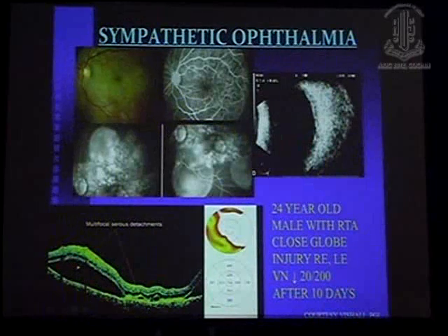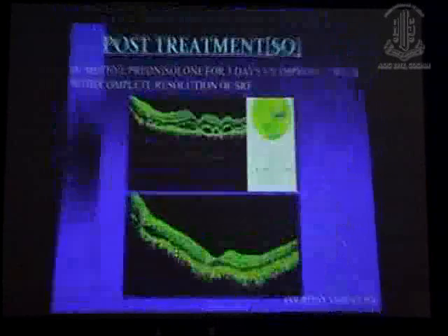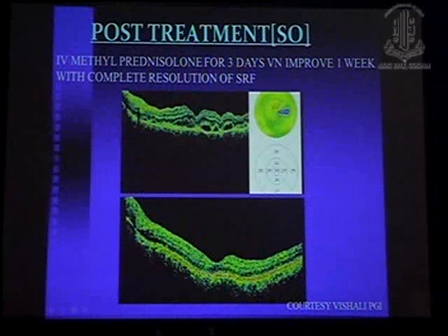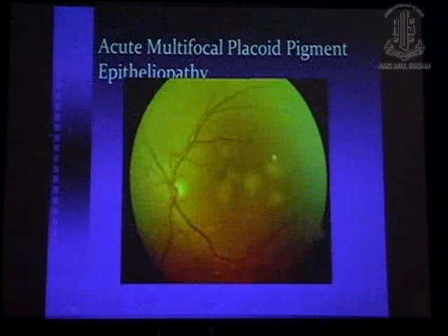The next patient is that of a sympathetic ophthalmia. Again, a very classic clinical picture. Then you see this thickening on the OCT also, multiple serous detachments seen. This is a 25-year-old male with a globe injury to the right eye, and the left eye had this problem after 10 days. And post-treatment, when prednisolone was given for 3 days, it improved within 1 week with complete resolution of the SRF.